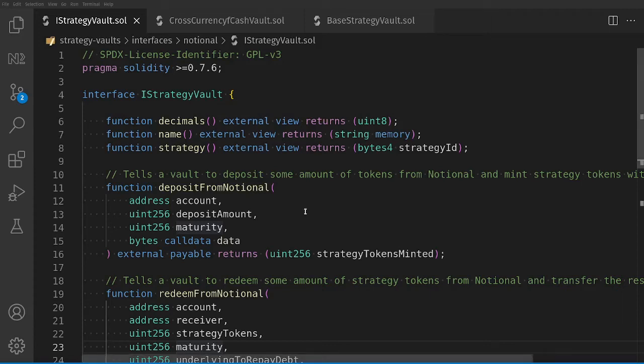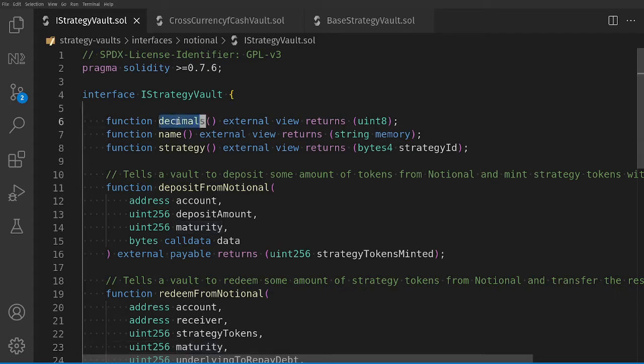Hi, in this video we're going to go over a really simple strategy vault just to illustrate how strategy vaults work, and we'll use this as a basis for understanding basic vault mechanics. Then we'll take a look at some more complicated vaults. But the general idea of a strategy vault is that it needs to implement this particular interface, IStrategyVault.